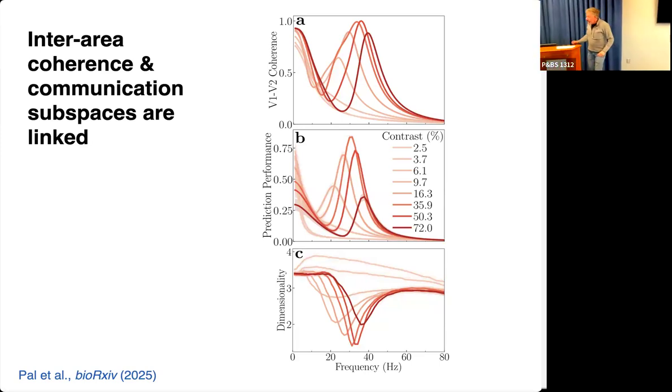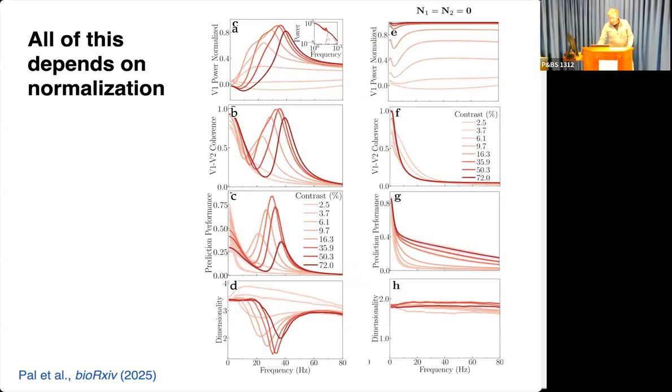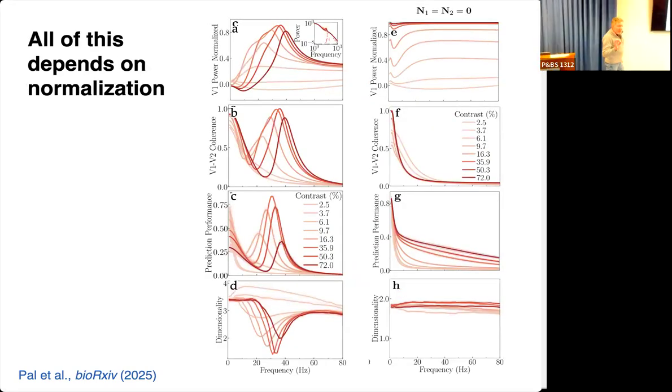All of that comes about because of the normalization. If I set all the normalization weights to 0, so that in the denominator of the normalization equation, that W times Z goes away because W is all zeros, then I'm just dividing by the constant sigma squared, no normalization. All of this stuff disappears. There's no gamma peaks in the power spectrum. They don't shift with contrast in the way that you see experimentally. There's no gamma in the coherence spectrum, nor in the communication.